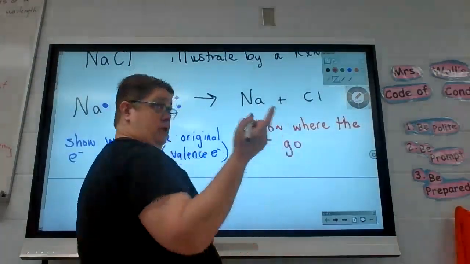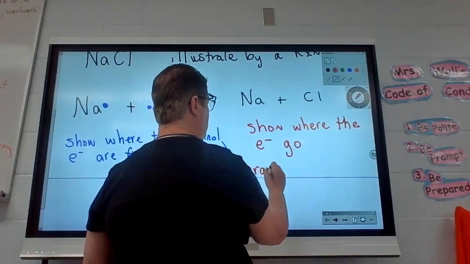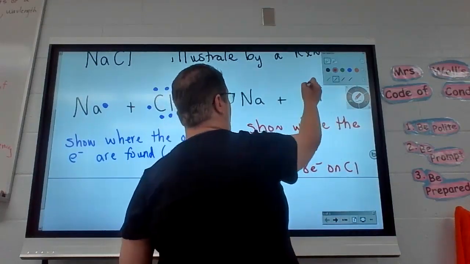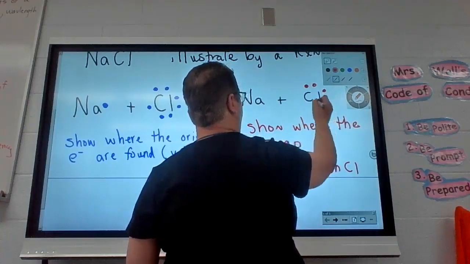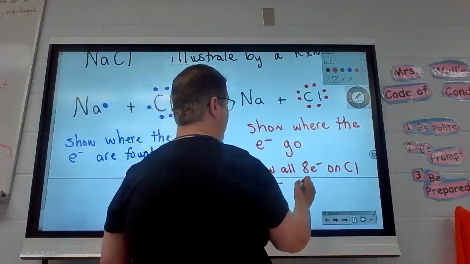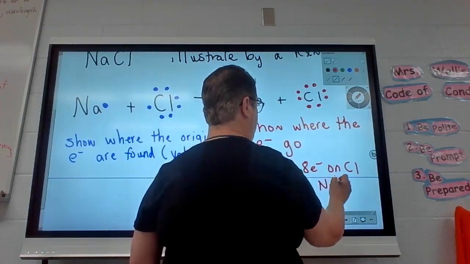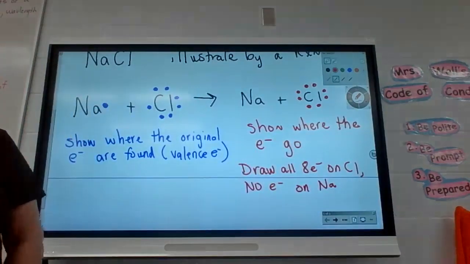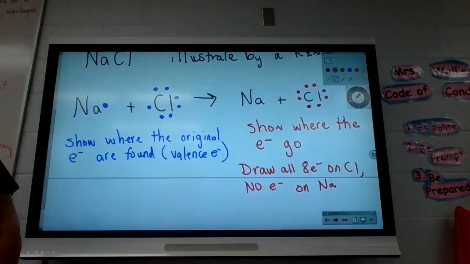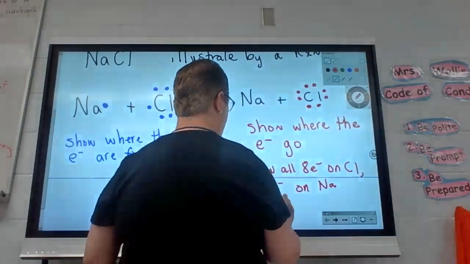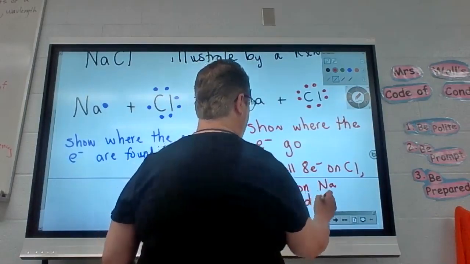You said draw all 8 electrons on chlorine. That's good. So we're going to draw all 8 on chlorine. No electrons on Na. So draw a circle. Oh, she got it. So what are we going to add to them? The plus one, what do we call those? Oxidation numbers. All right, so we're going to add some oxidation numbers.